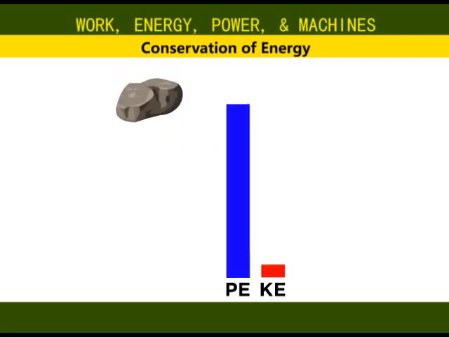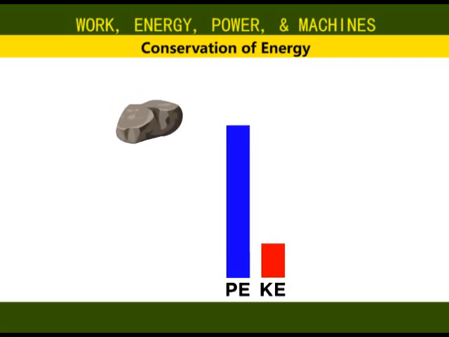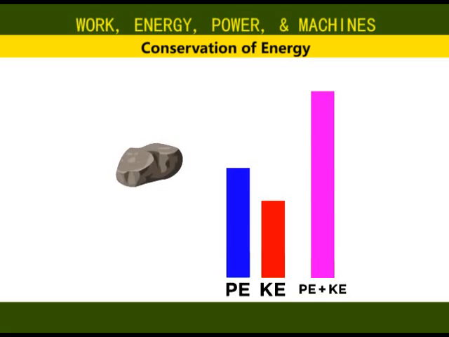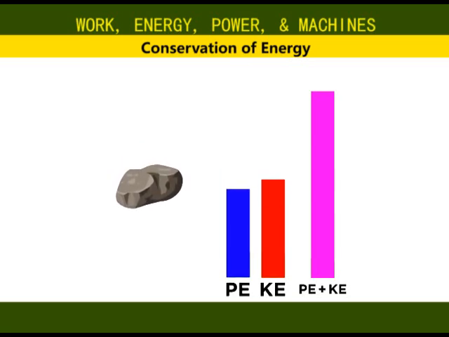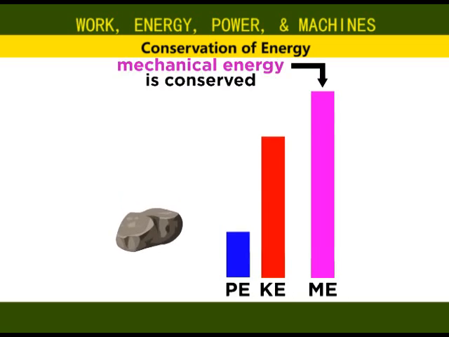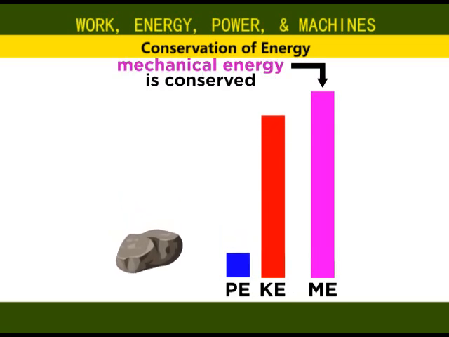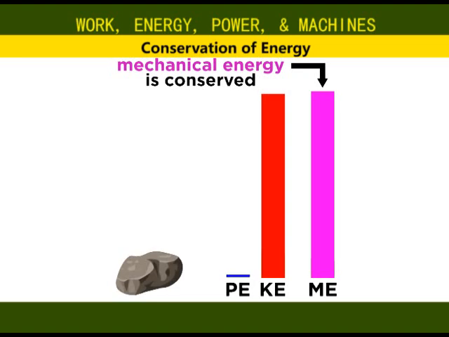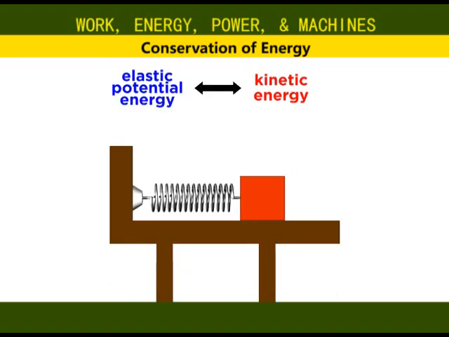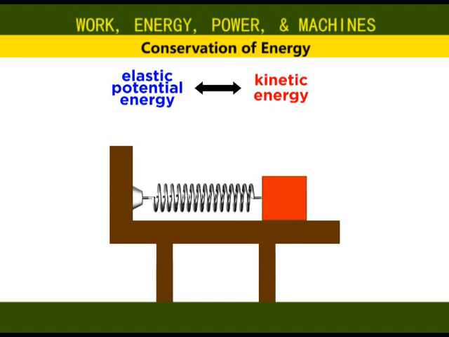As an object falls, the potential energy is converted into kinetic energy, but the sum of the potential and kinetic energy of the object will remain the same at every instance during the free fall. We call this sum the mechanical energy of the system. This is more easily visualized using the simple oscillatory motion of a spring system, which utilizes elastic potential energy.